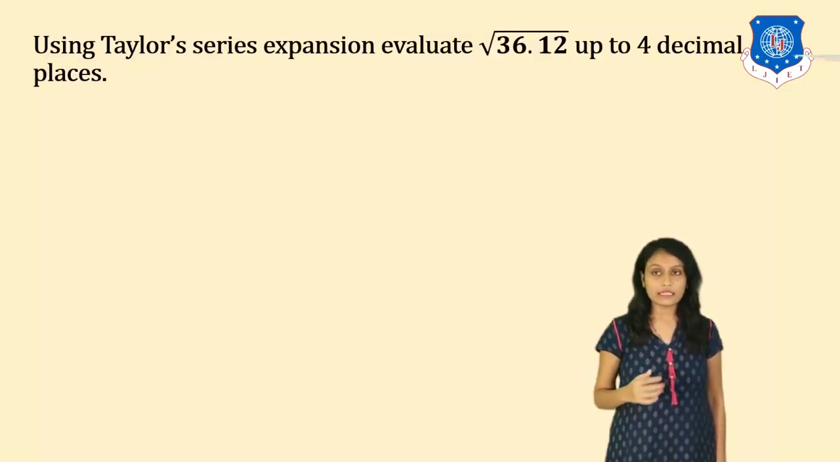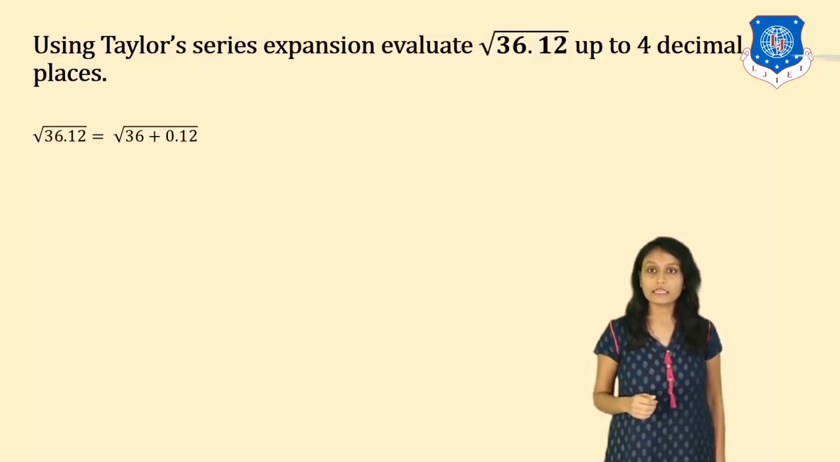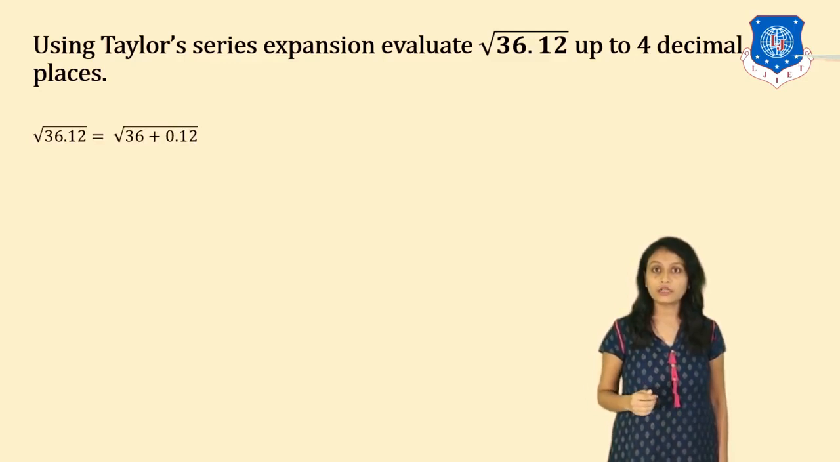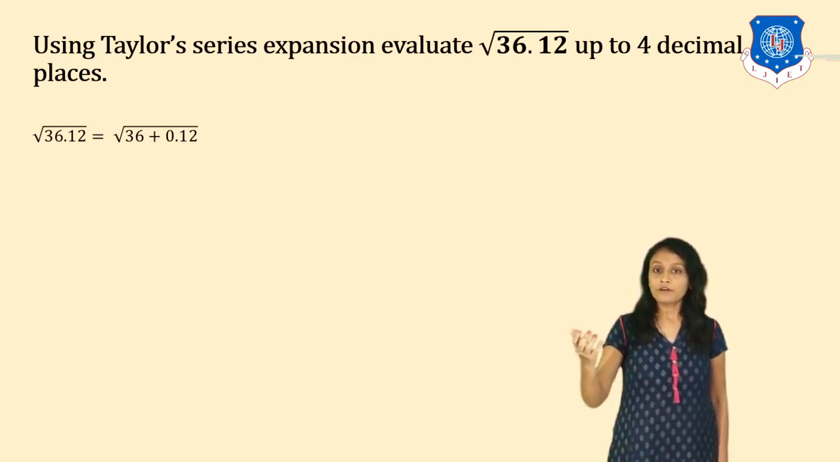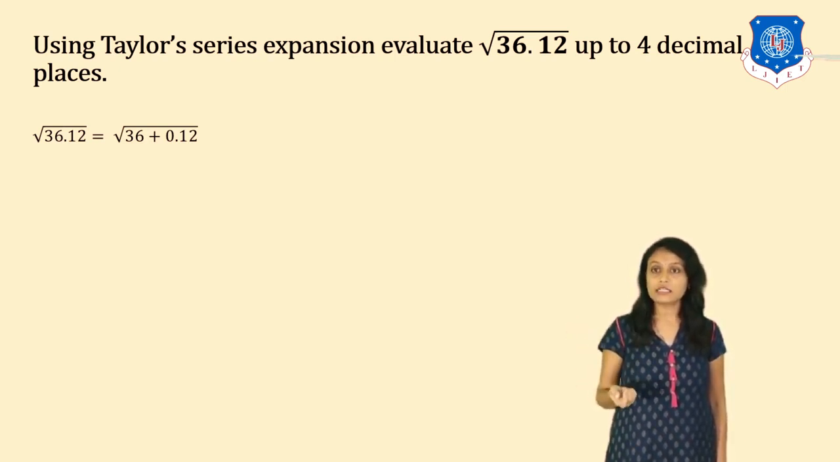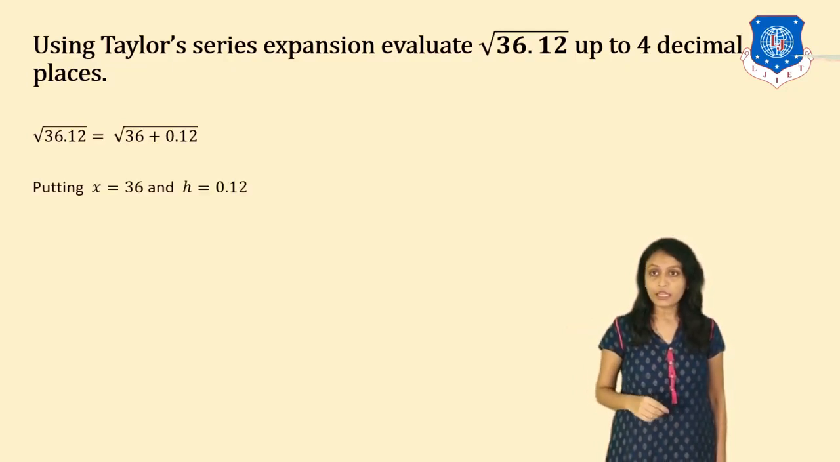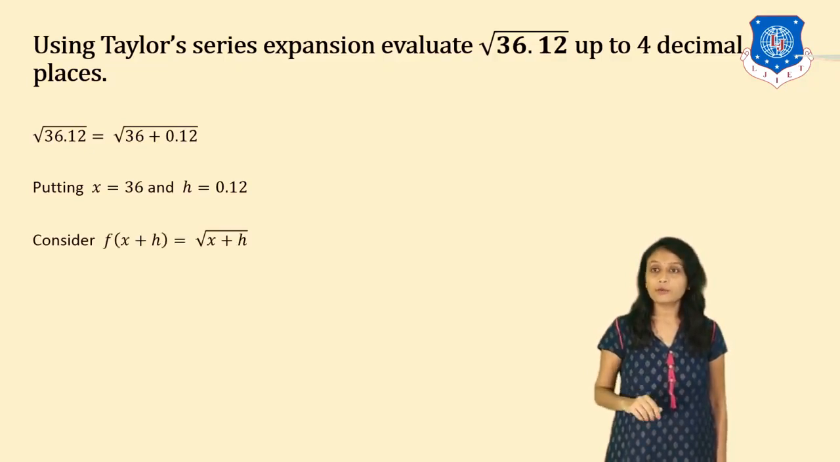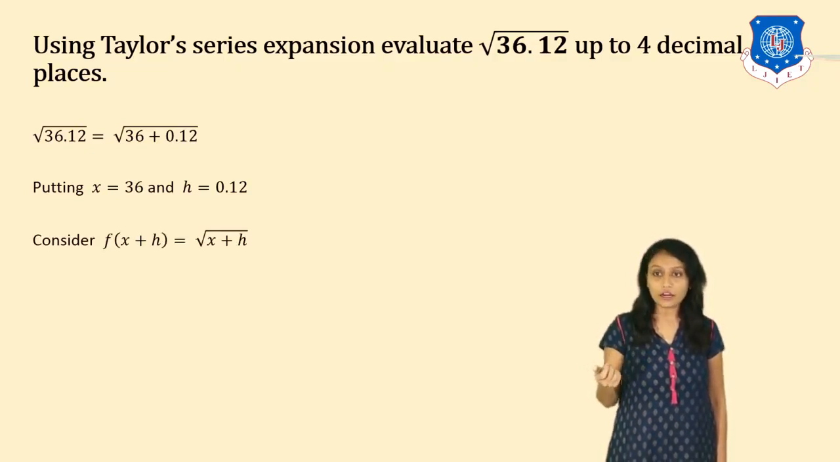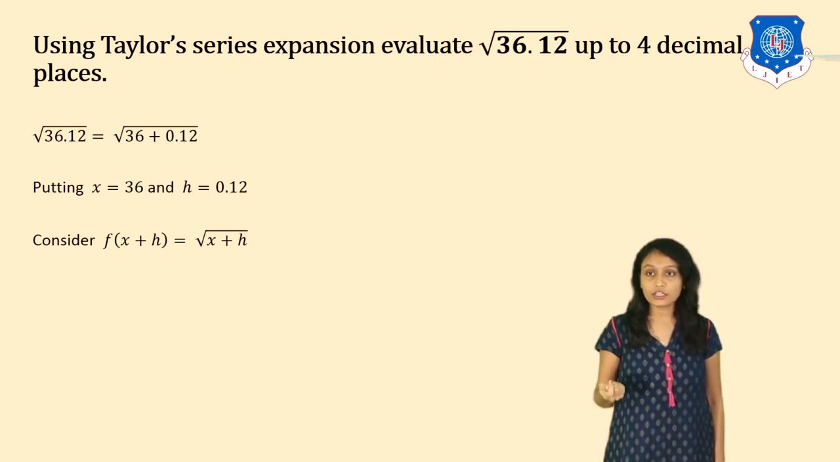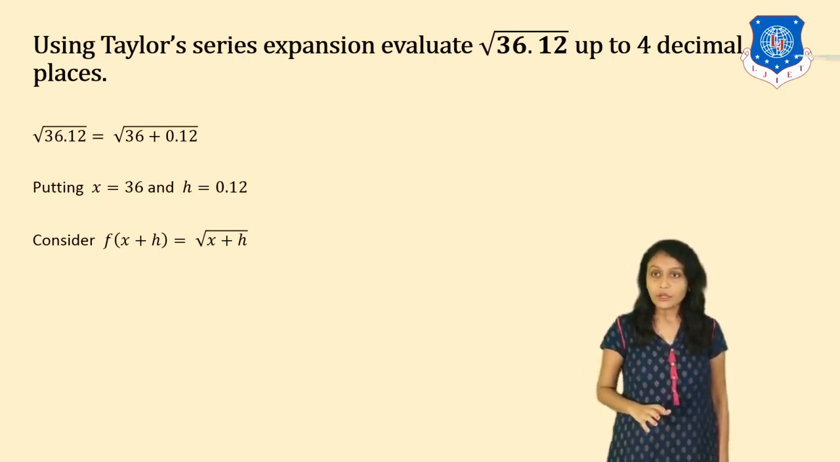Okay, the next example. Using Taylor series expansion, evaluate under root 36.12 up to 4 decimal places. So under root 36.12 equals, first we'll split it, that is under root of 36 plus 0.12. Now we will take x equal to 36 and h equal to 0.12. So now we'll consider the function f(x+h) as under root x plus h. In place of 36 we have written x, and in place of 0.12, h.